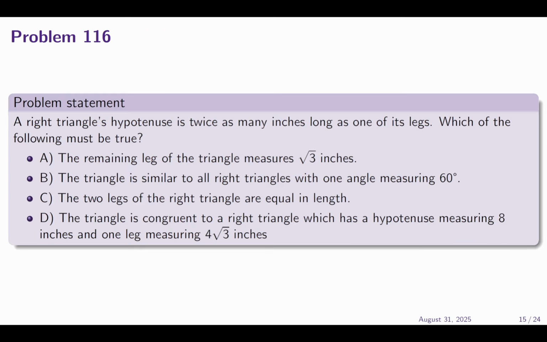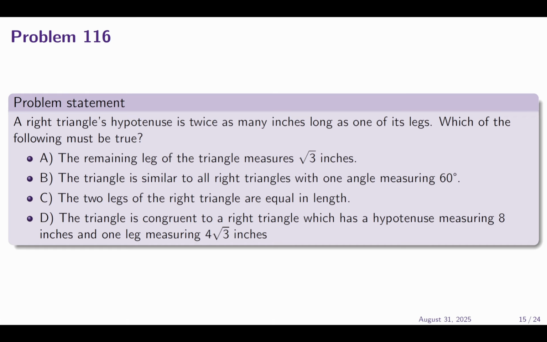A right triangle's hypotenuse is twice as many inches long as one of its legs. Which of the following must be true? A: The remaining leg of the triangle measures square root of 3 inches. B: The triangle is similar to all right triangles with one angle measuring 60 degrees. C: The 2 legs of the right triangle are equal in length, or D: the triangle is congruent to a right triangle which has a hypotenuse measuring 8 inches and one leg measuring 4 square root of 3 inches.